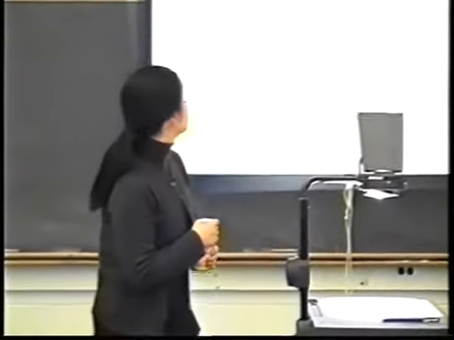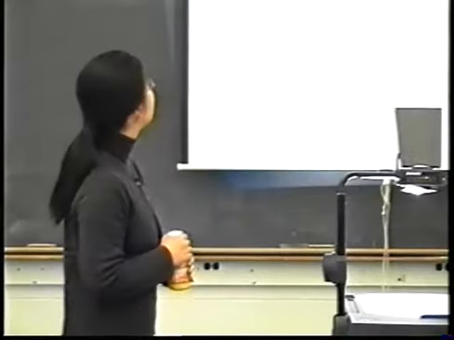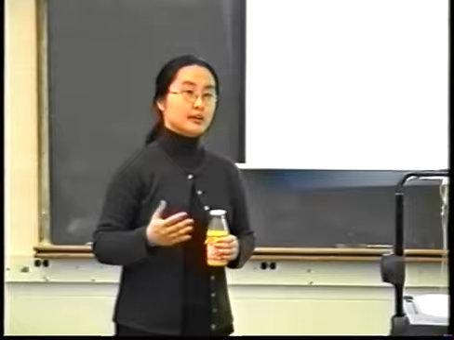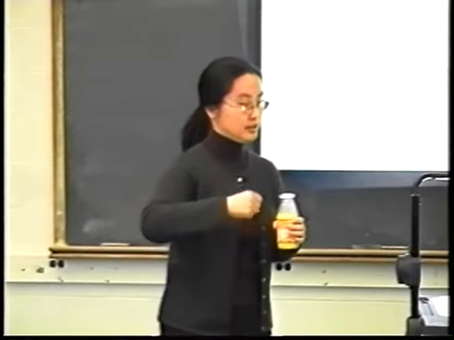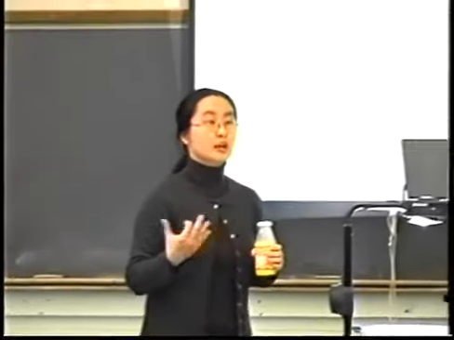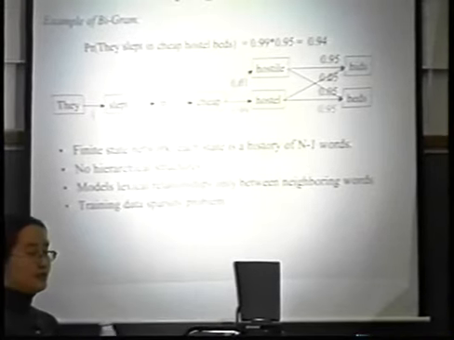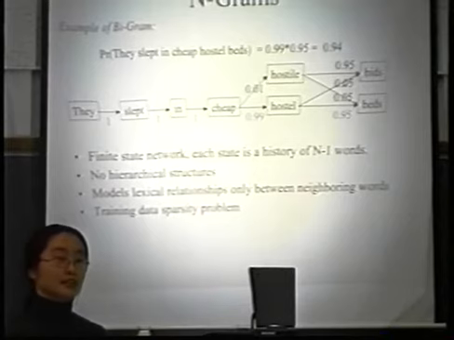So a commonly used formalism for language modeling, often in speech recognition systems, is the n-gram model, where it's essentially a finite state network with probabilities on the transition to the next state. And each state represents a history of n-1 words. This gives us a relation between words within a window of size n.